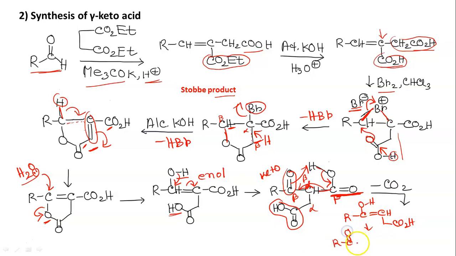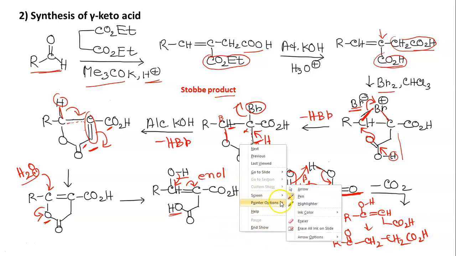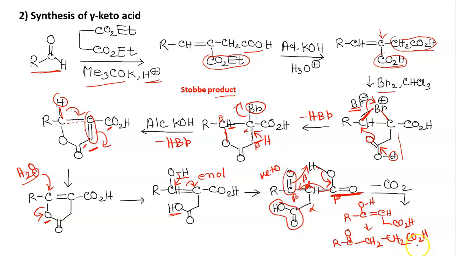So finally what we are getting? RCO-CH2-CH2-CO2H. With respect to the CO2H group, this is alpha, this is beta, this is gamma. So this is a gamma keto acid. So starting from acetaldehyde, any aldehyde, RCHO, we can make gamma keto acid. This is the second application.